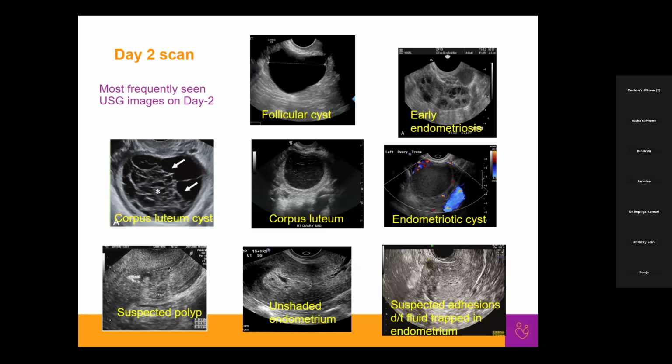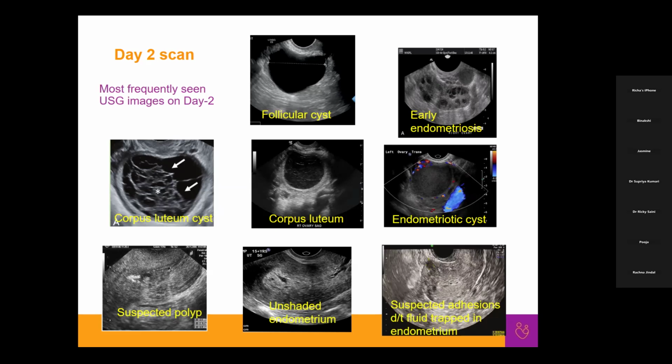And if the endometrium is not shed, or if you suspect something, a polyp or some adhesions. In polyp, there is no problem. A suspected polyp on day 2 is not a contraindication to start ovarian stimulation. We can start ovarian stimulation. But if we find a very large polyp, more than 1 centimeter in size, then definitely we have to do hysteroscopy to remove the polyp. But if the size is smaller, in general, less than 1 centimeter, then we can proceed with our IUI cycle.